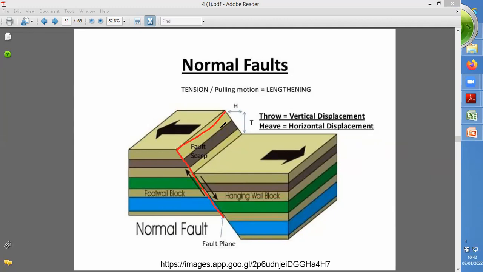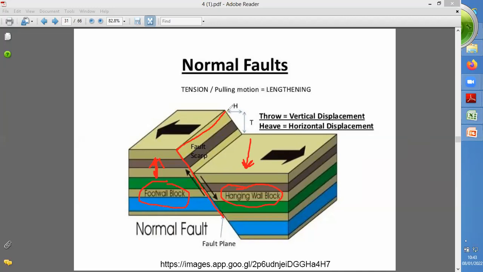Okay. This is the fault plane, and on this fault plane, this block is resting above the fault plane. So this block is considered as a hanging wall. This block is below the fault plane. Okay, so this block is considered as a footwall. Due to this displacement, three displacements are formed.